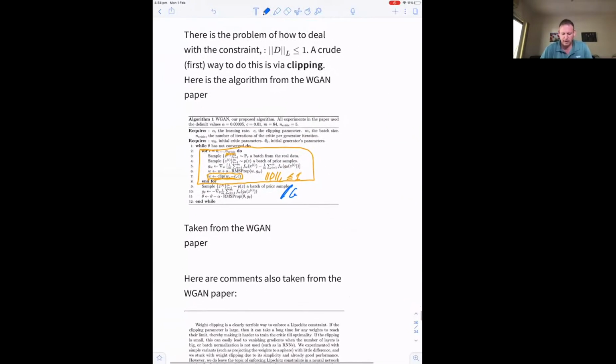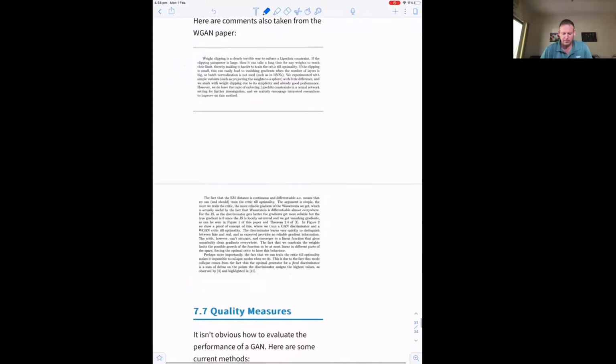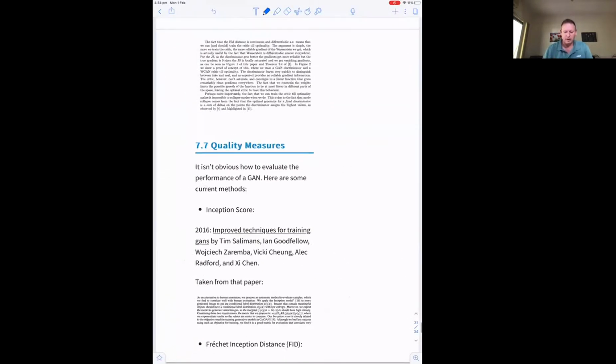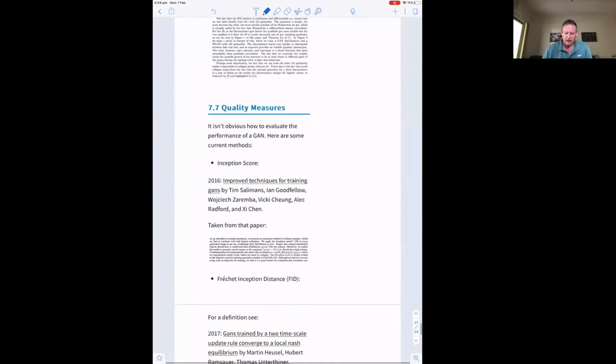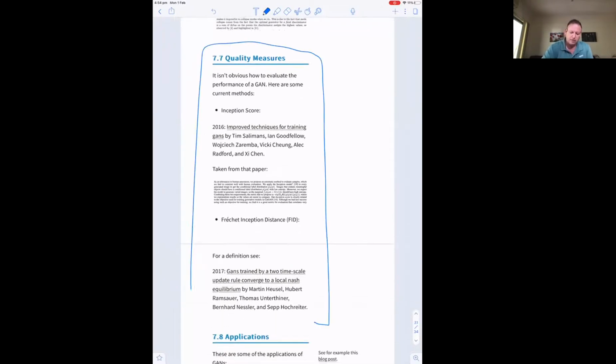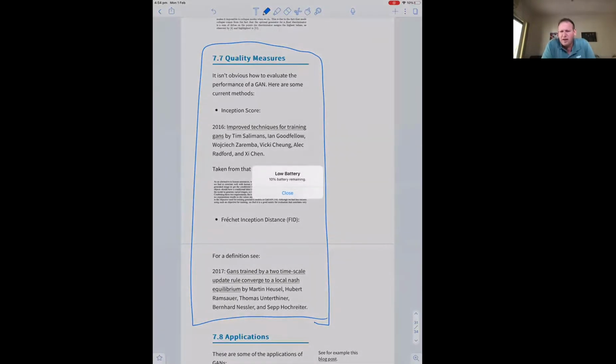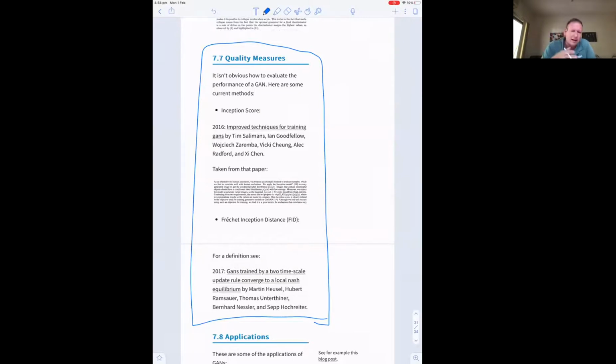Okay, so that's pretty much all the time we had to speak about Wasserstein GAN. Just some things we're not covering, so you're aware of. There's a bit on quality measures. It's not clear how to evaluate GANs, because when you're looking at classification or regression, certainly classification, it's clear how to evaluate: precision, recall, F1, accuracy. How do you evaluate GANs?